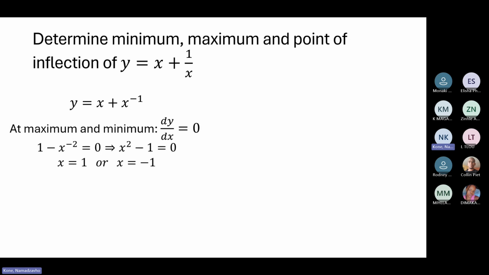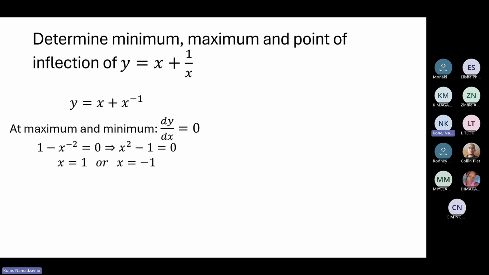So which are those values of x? Now, these values of x are x coordinates of turning points of the given function. Now, as I have said, to get their y counterparts, we are supposed to take x equals 1 and go back to the original equation, put x equals 1 here and x equals 1 there. And then you will find that this will be 1 plus 1 over 1. 1 over 1 is 1, then 1 plus 1 is 2.